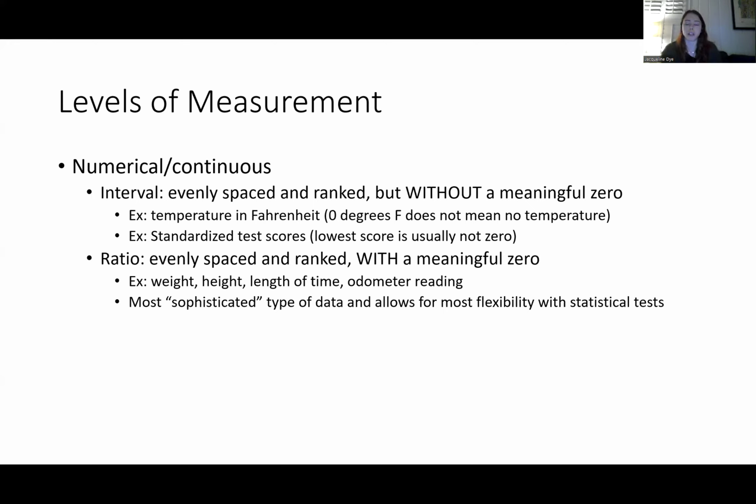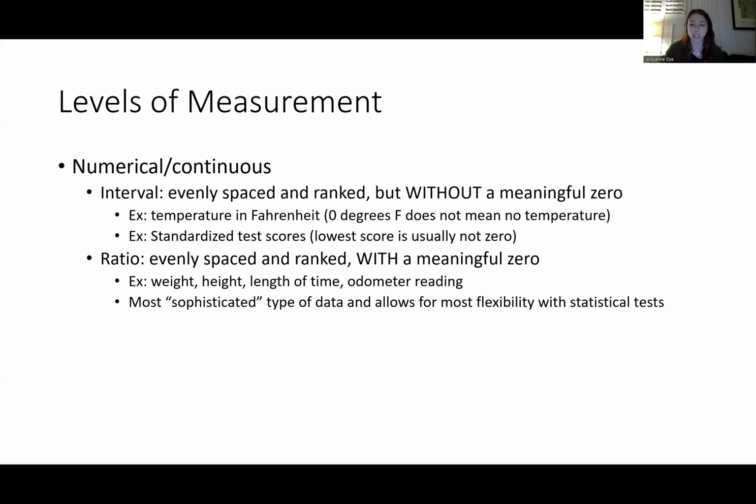Then we have numerical or continuous data. So first we have interval data. These are evenly spaced and ranked, but there's no meaningful 0. So some useful examples here would be temperature in Fahrenheit. If we have 0 degrees Fahrenheit, it's not like we have no temperature outside. 0 has a different meaning in this scale. It's not an absolute 0. Another example would be a lot of standardized test scores. If we think about the SAT or the GMAT, there's usually not a true 0.